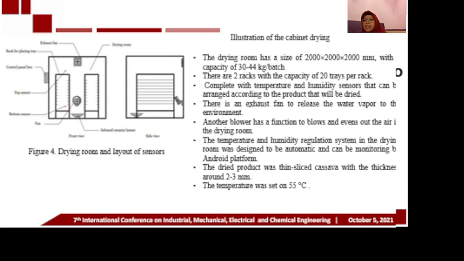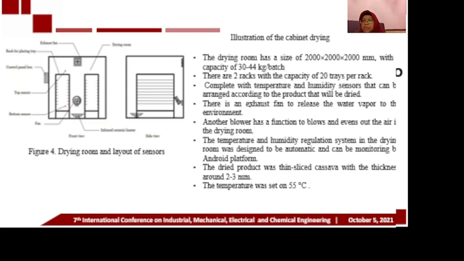The drying room has a size of 2000 × 2000 × 2000 millimeters with a capacity of 30 to 44 kg per batch. There are 2 racks with a capacity of 20 trays per rack, complete with temperature and humidity sensors that can be arranged according to the product that will be dried. There is an exhaust fan to release the water vapor to the environment. Another blower has a function to blow and even out the air in the drying room.